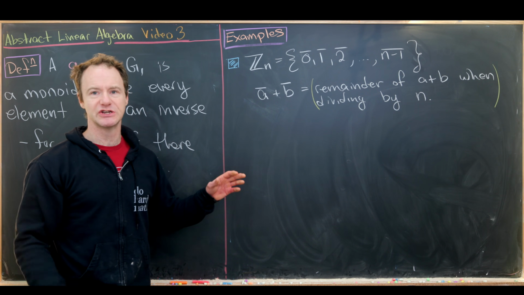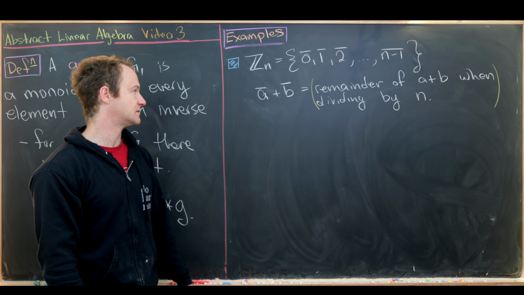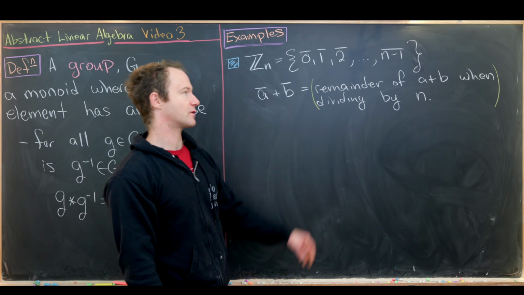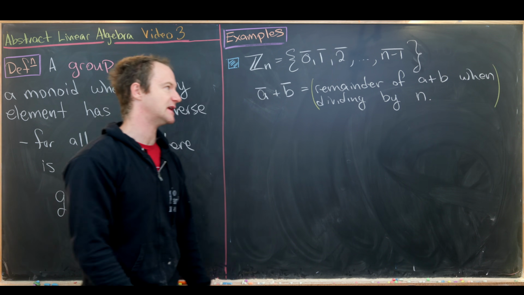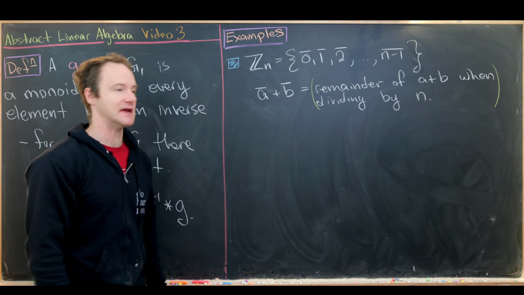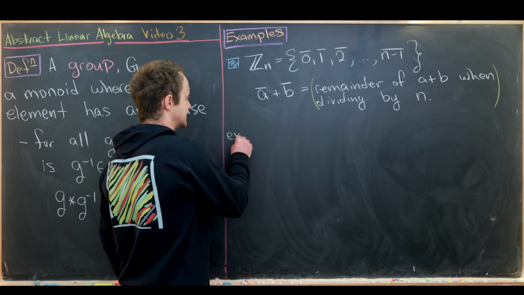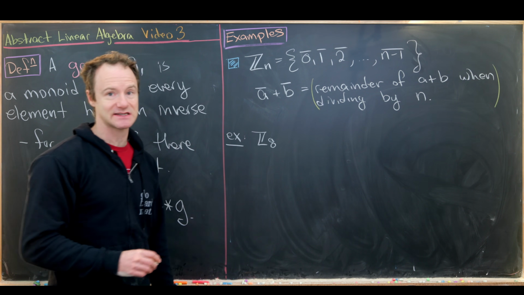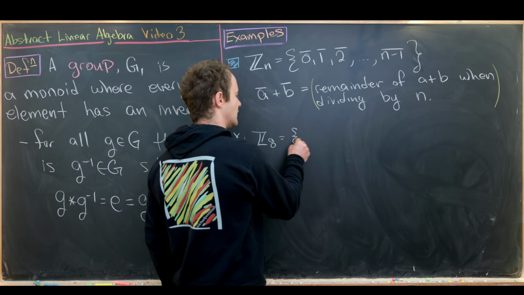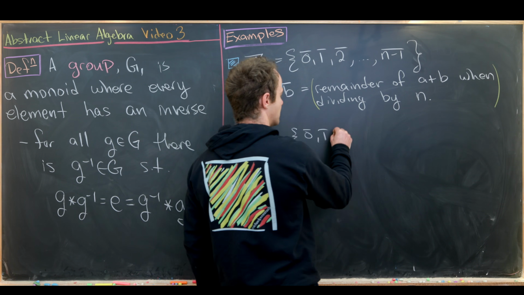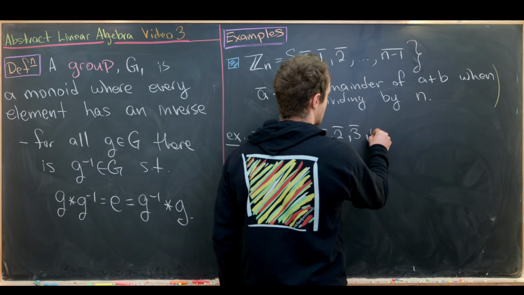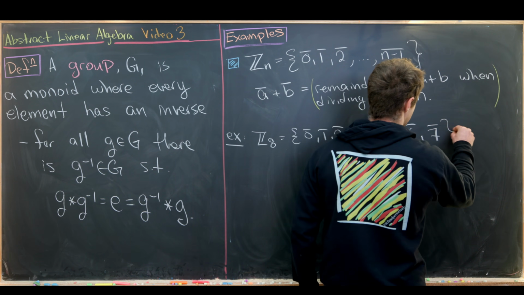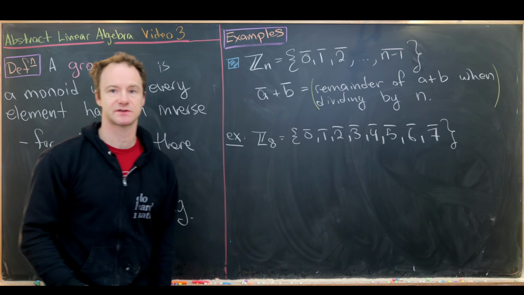And then my operation will be this type of addition. So I'll define a bar plus b bar to be the remainder of a plus b when dividing by n. So let's look at some examples real quick. So let's say we're inside of Z8. So notice Z8 will have the numbers 0 bar, 1 bar, 2 bar, 3 bar, 4 bar, 5 bar, 6 bar, and 7 bar. Those 8 numbers.